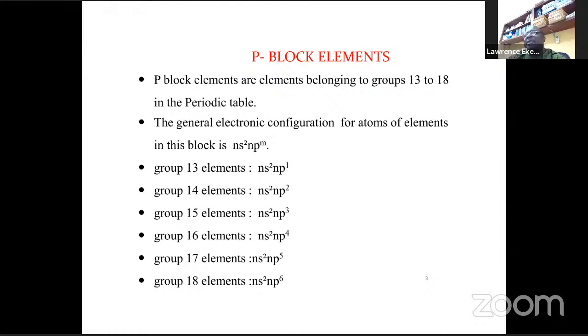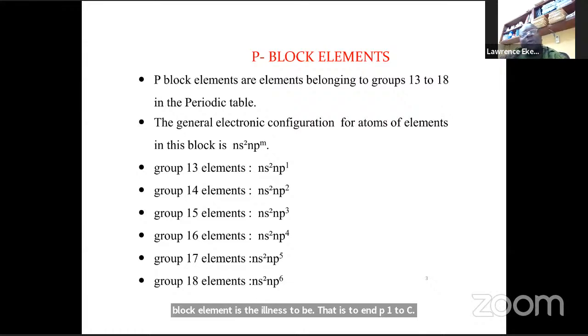So the P block elements have a general electronic configuration of ns2 np1 to 6. It could be ns2 np1, ns2 np2, ns2 np3, ns2 np4. So the general electronic configuration for the P block elements is ns2 np1 to 6. So the p is the one that is varying from 1 to 6.